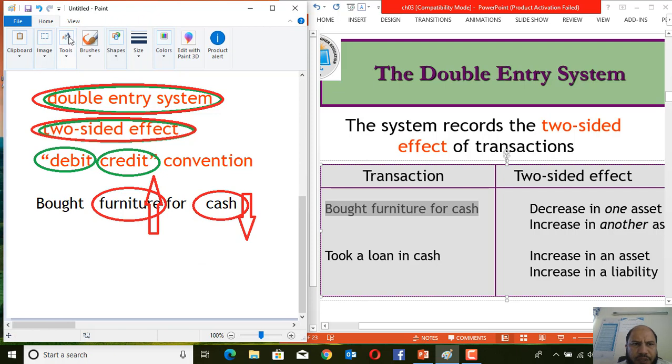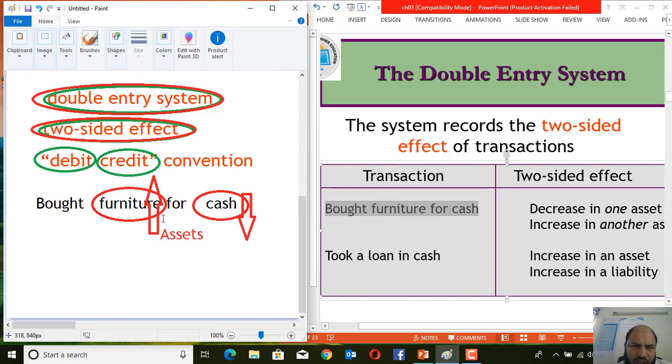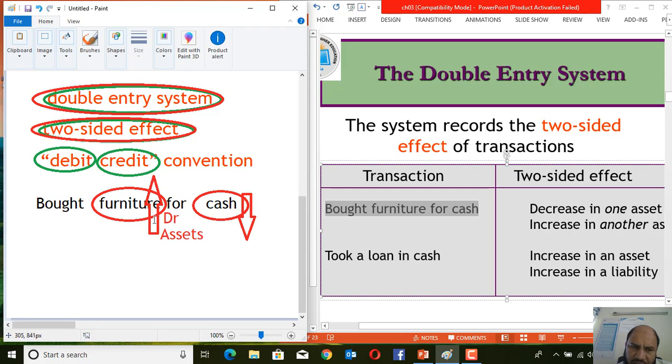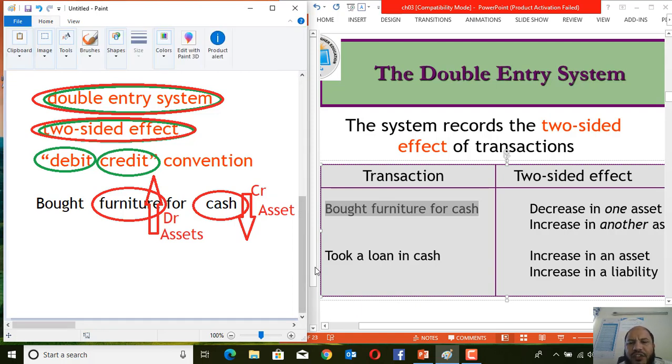So dear students, we may say that furniture is an asset account. When an asset is increasing, we should record it on the debit side. So it is a debit record. One effect is on the debit side. But cash is also an asset account, and when it is decreasing, we should record it on the credit side. It is a credit record. So see, dear students, there is one effect on the debit side and another effect on the credit side. That's why we say two-side effect of the transaction.